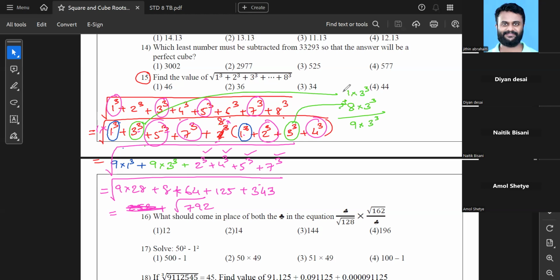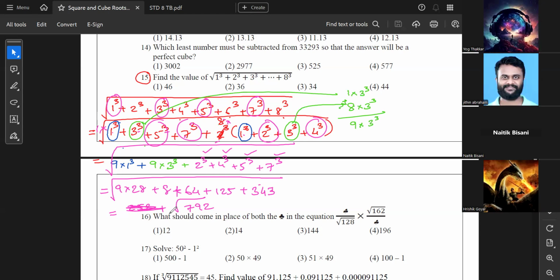Okay, sir. Basically, you're taking the common terms, and then whatever terms are uncommon, you're adding them. Yes, absolutely correct. Okay. Yes, Thakur, tell me what's your query.